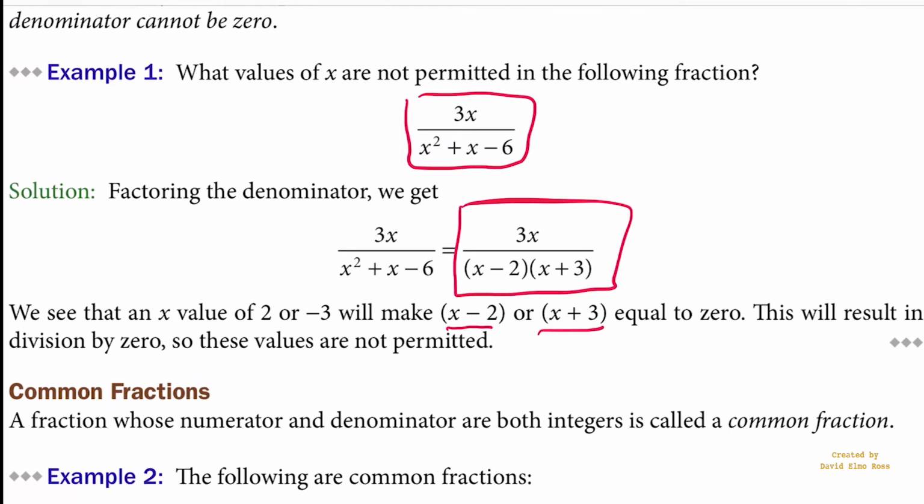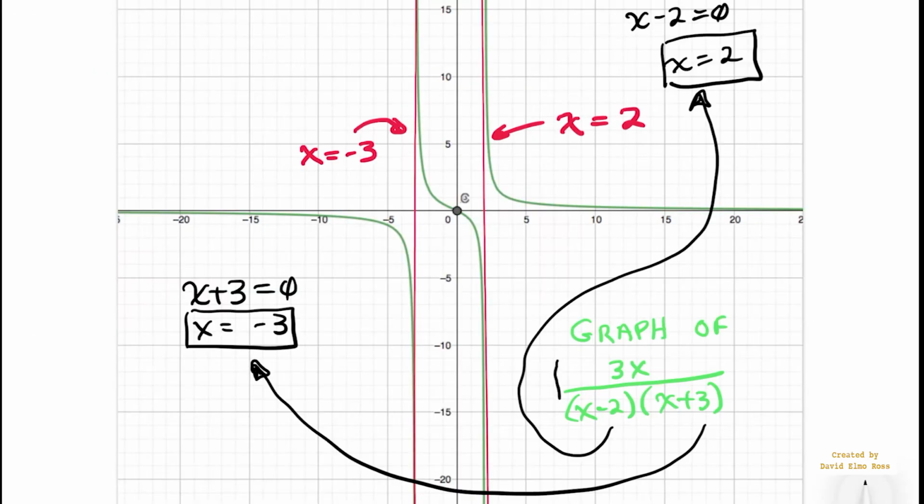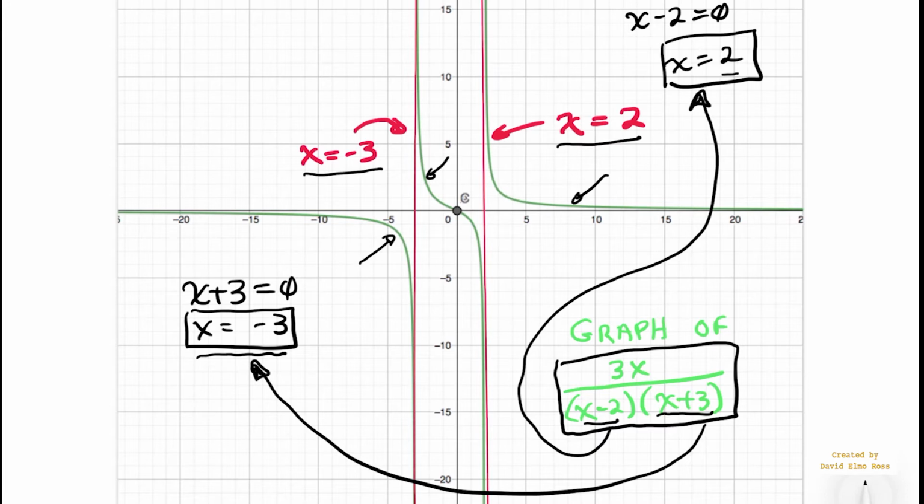Let's take a look at what it looks like as a graph. If we plot the graph of 3x over (x minus 2) times (x plus 3), we're going to get 3 lines, one here, and one here. So this is the graph of 3x over (x minus 2) times (x plus 3), which never touches x equals 2 and never touches x equals minus 3.